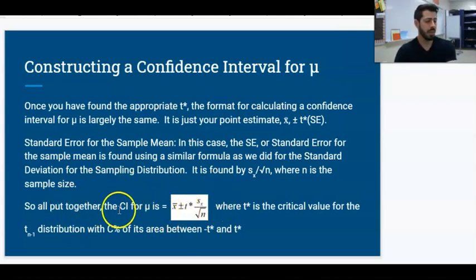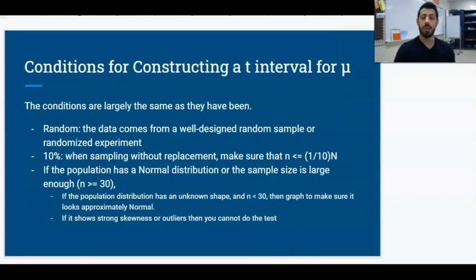So when you put it all together, the confidence interval for the population mean is equal to x bar plus or minus the critical T times the sample standard deviation over the square root of n, where, of course, the critical value is for the t-distribution with whatever confidence level you're looking for. In our case, it was 1.684. Now, the conditions for constructing a confidence interval are important just like they were for proportions, and we need to make sure those conditions are met every time. In this case, the conditions are pretty much the same as they were before with some minor tweaks, right?